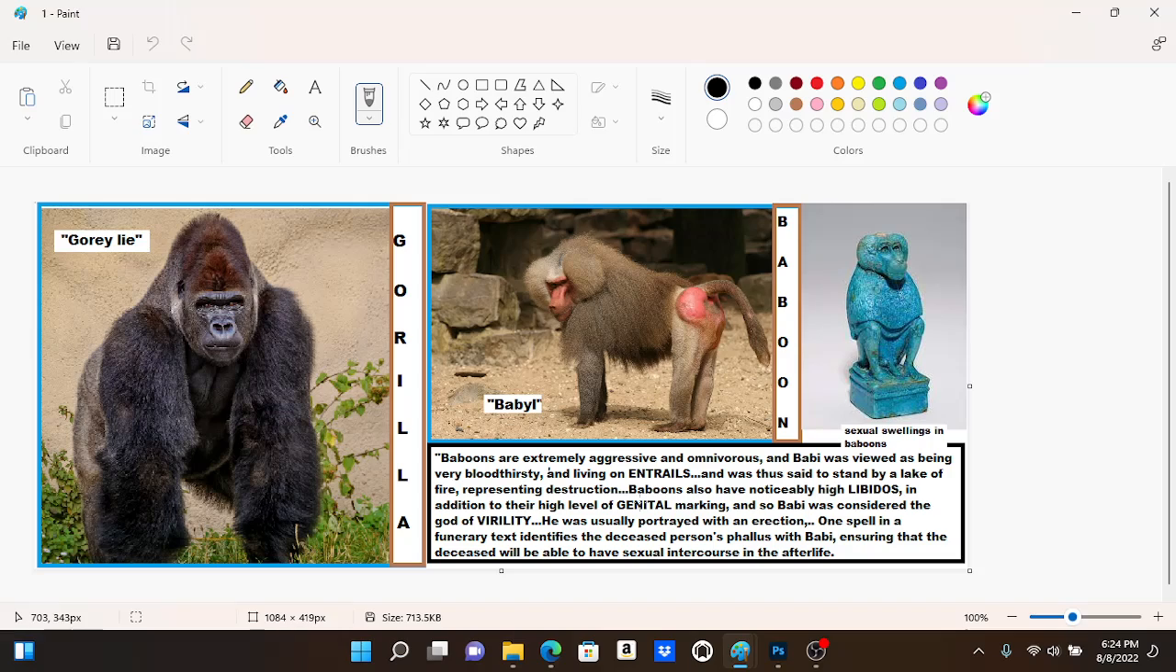It says that the baboon was referred to as living in the entrails. Interesting. There we go with the entrails again. The innards, the bowels, feces, dung, the dung beetle, the scarab beetle, and was thus said to stand by a lake of fire. Wow. All the way back to the Egyptians, they were believing in this thing called a lake of fire.